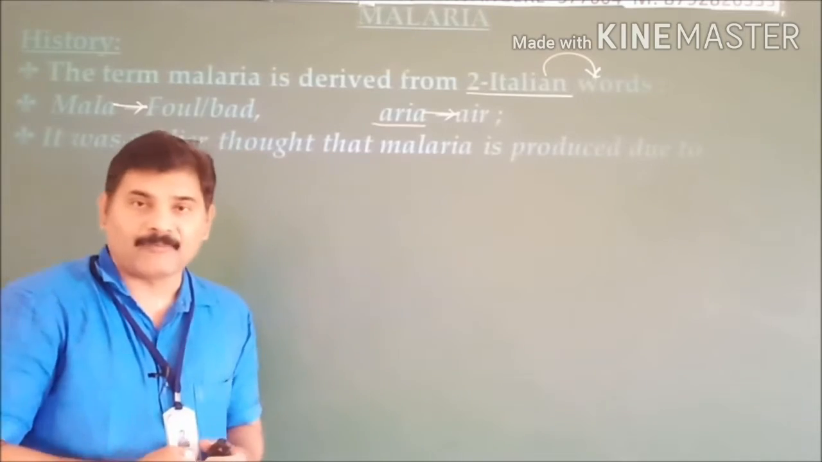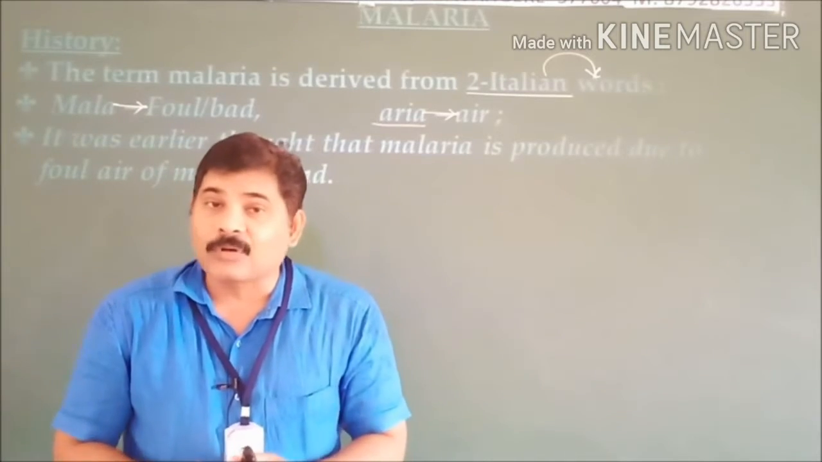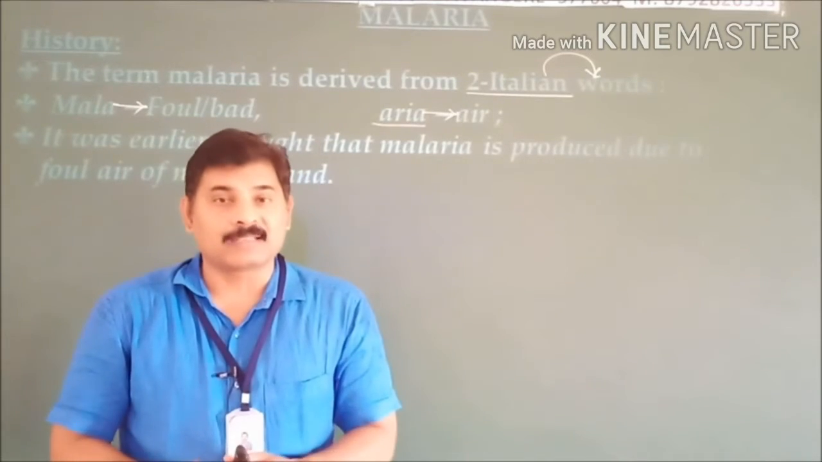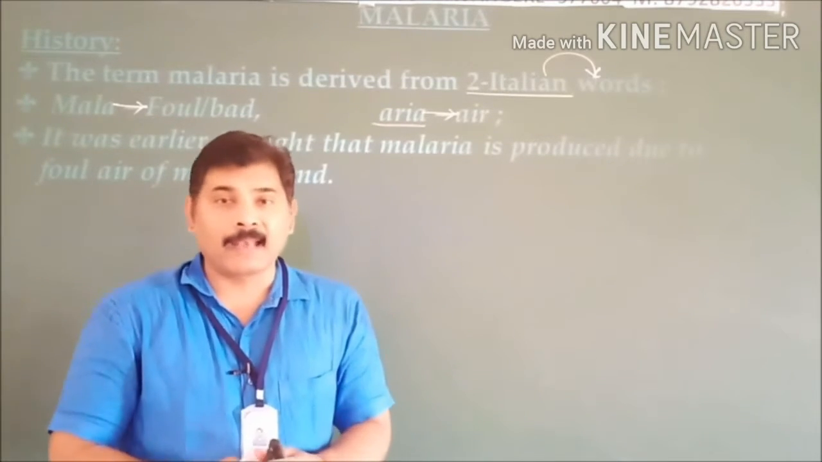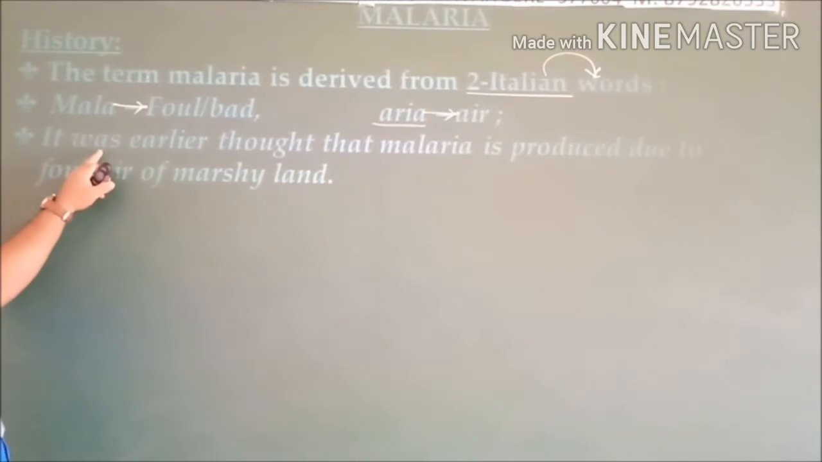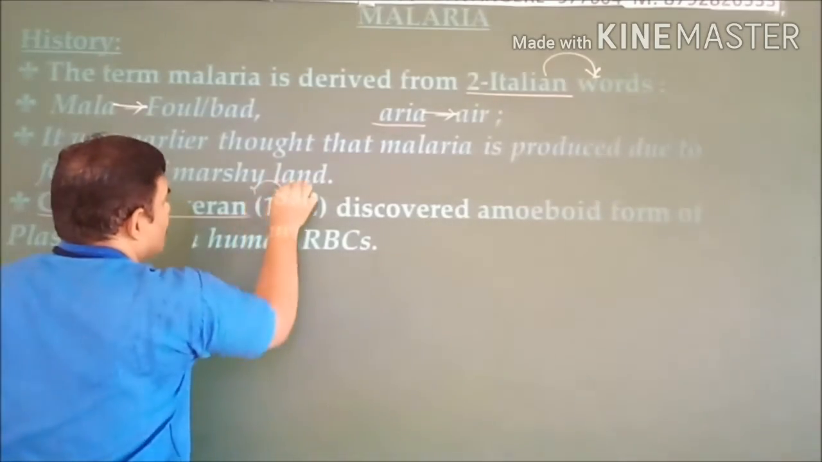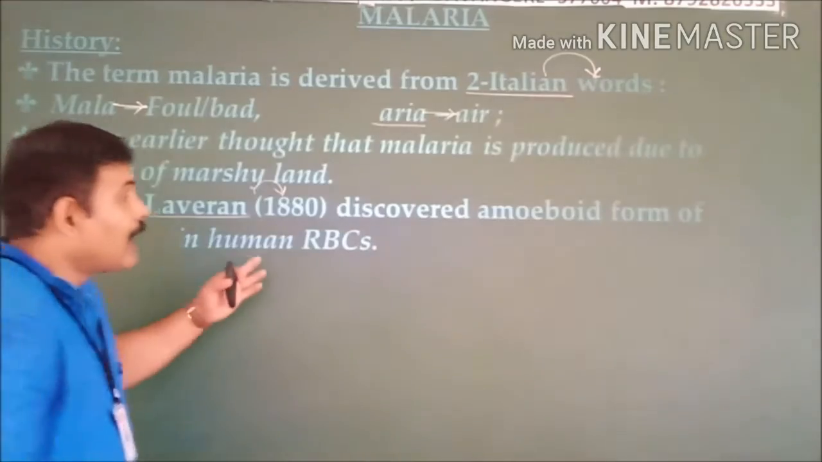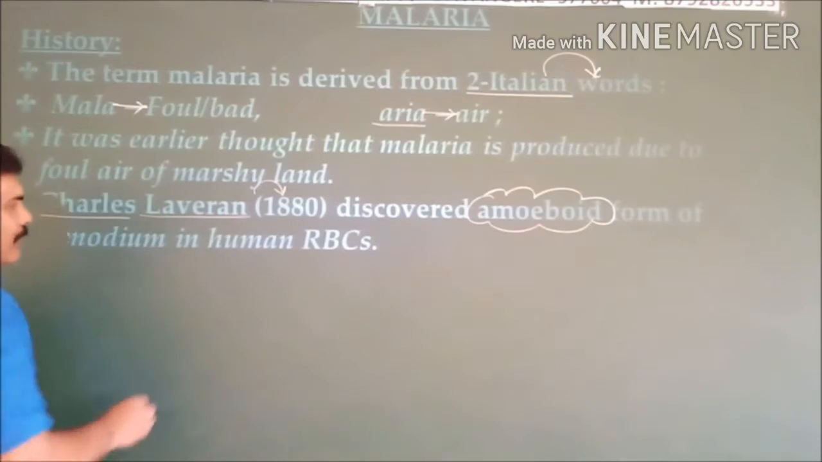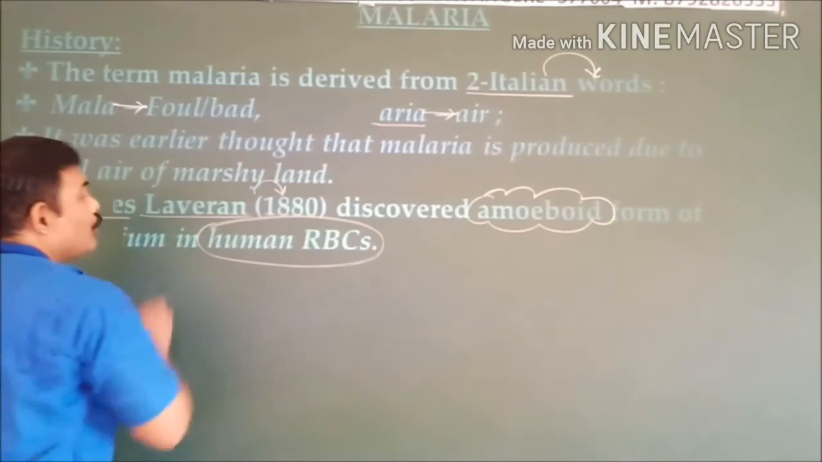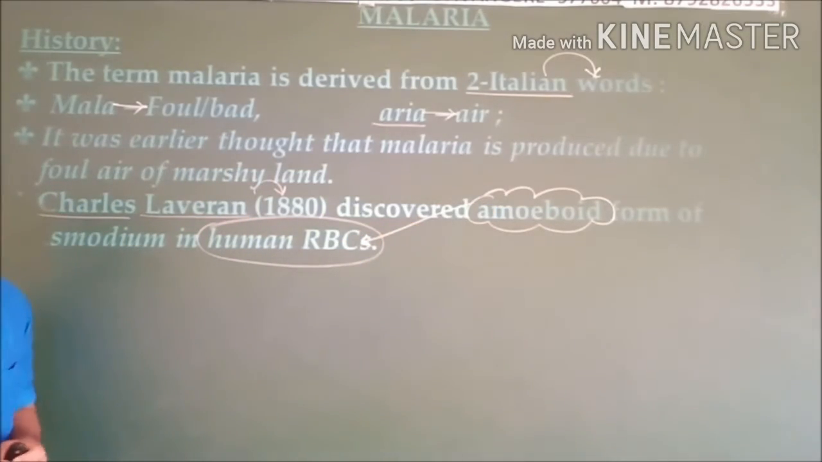Then who discovered malaria first? Charles Laveran was the scientist who discovered the amoeboid stage of malaria in human red blood cells. It was the first discovery related to this disease, and this took place in the year 1880. It was discovered, as I said, by Charles Laveran in 1880, and the amoeboid stage of this parasite was first discovered particularly in human RBC. This was done by this great personality Charles Laveran.